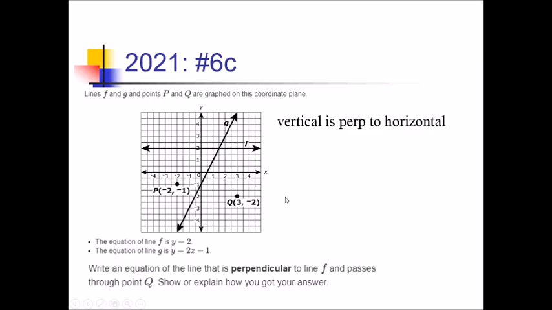Now the setup for writing a vertical line, it's going to be x equals a constant. It's going to be x equals the x value of whatever point you want it to go through. In this case, we want it to go through 3 comma negative 2. So we're just going to write x equals 3. And that's all we need for this one.